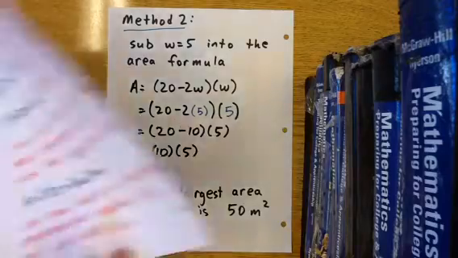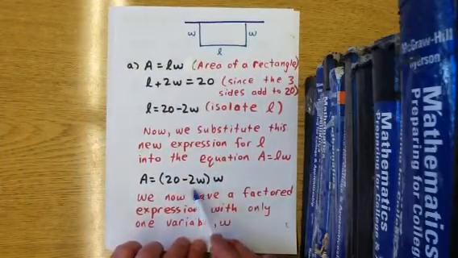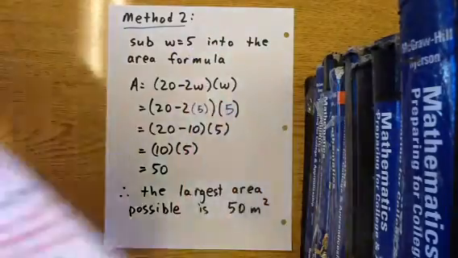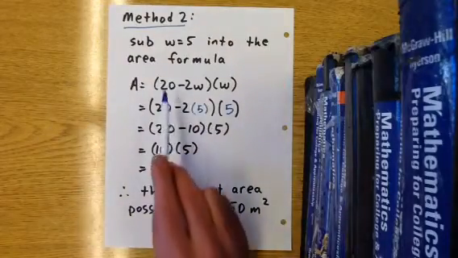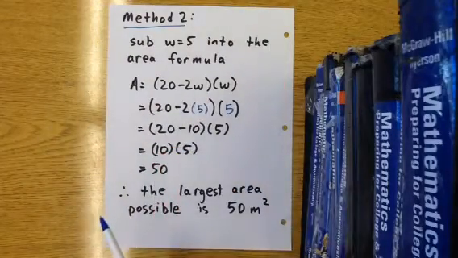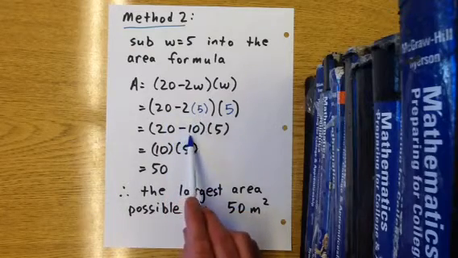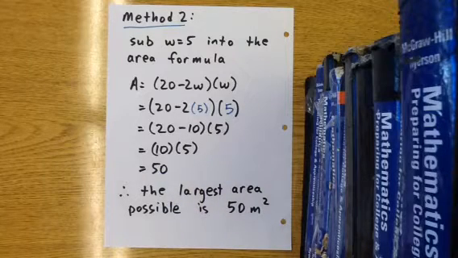A second method is to go back to the area formula that we had a little while ago, A equals 20 minus 2W times W. Well, if we want, we can just substitute W equals 5 into this formula and figure out what the area will be. 20 minus 2W times W, with a value of 5 for W, is 20 minus 10 times 5. And that is 10 times 5, which is 50. So whether we go by method 1 or method 2, we see the largest area in this case is 50 meters squared.